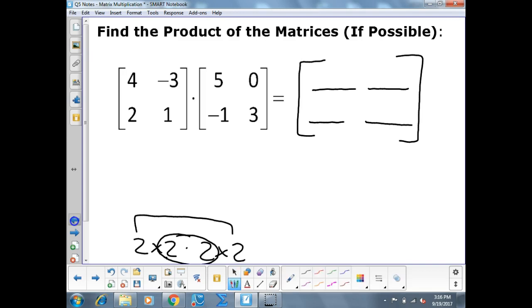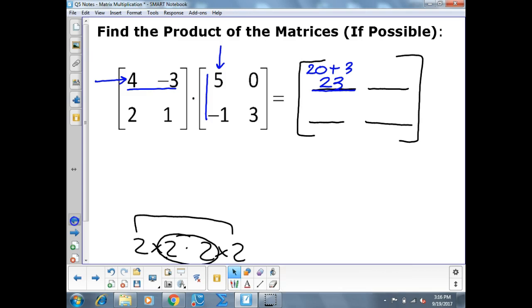So I think about filling in, let's fill in this first row, first column. I always take the rows from the first matrix and the columns from the second. So I'm going to go across the row and down the column, and I'm going to multiply, plus I'm going to multiply. So I'm going to have 4 times 5 is 20, plus -1 times -3 is +3, so that item is 23.